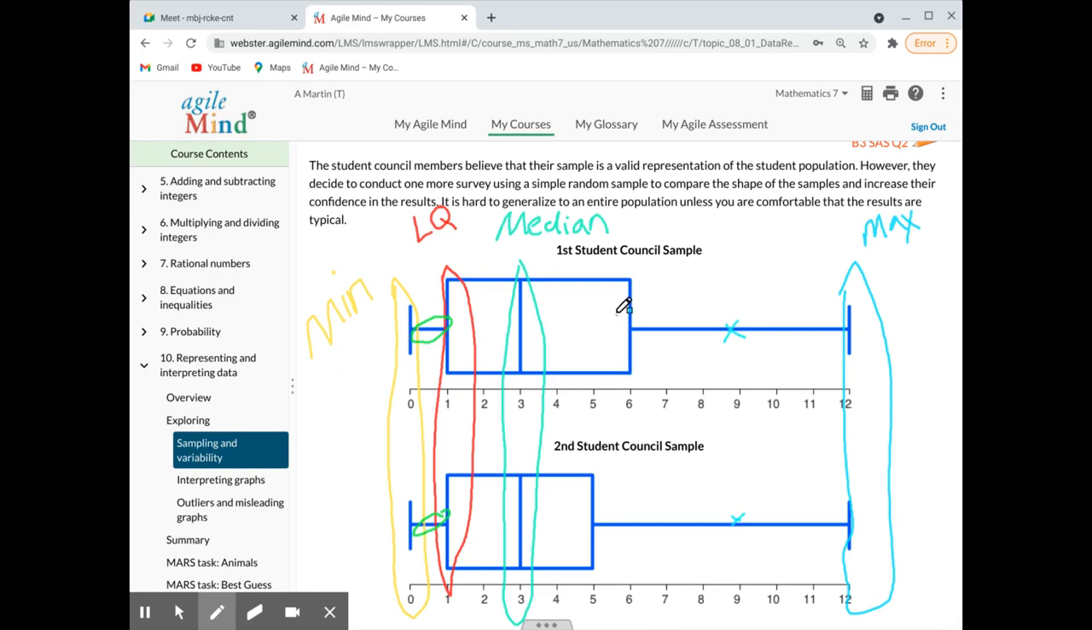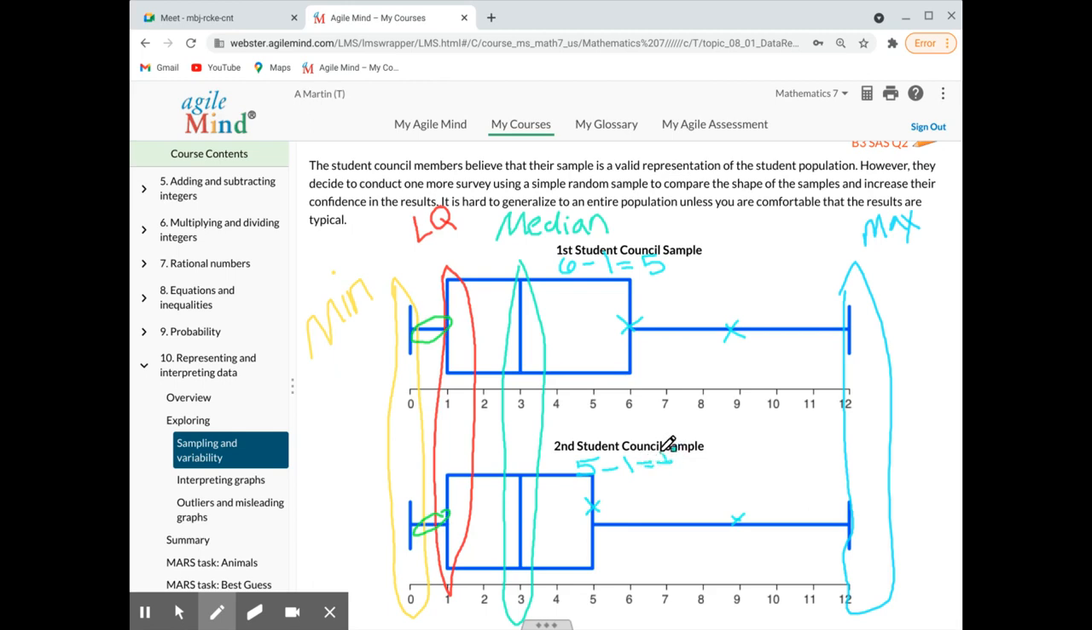What else is not the same? It's the upper quartile. The upper quartiles are different. So do you think our interquartile range would be the same? No, sir. No, because this would be what? 5. And what would the other one be? 4. Correct.